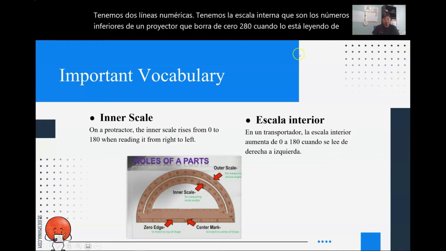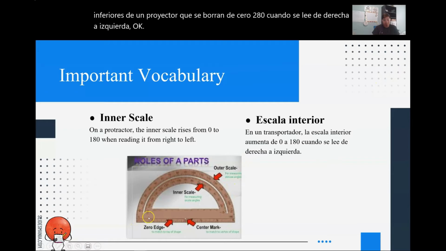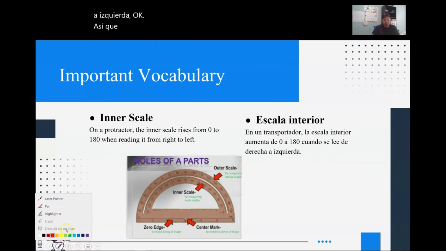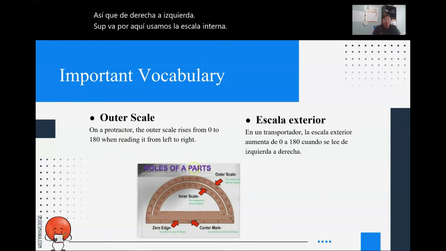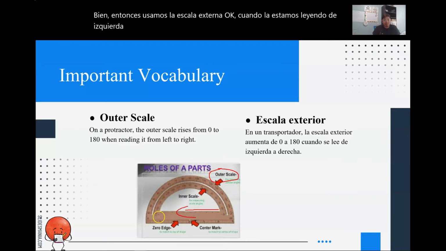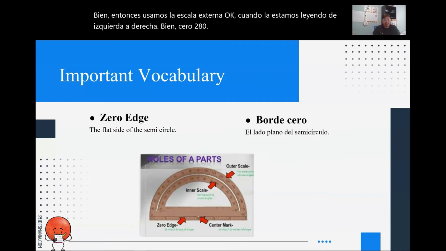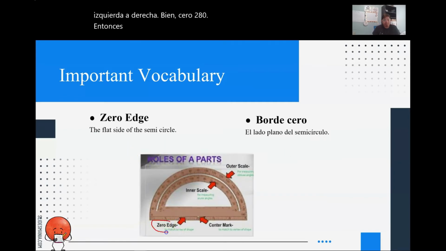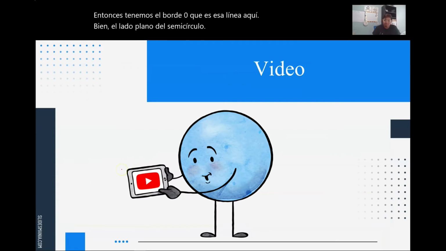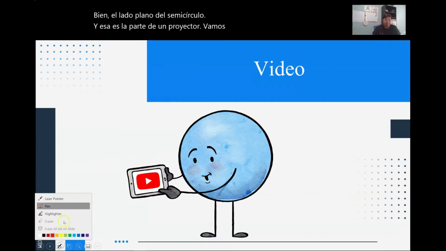Okay? So right to left. So going this way, we use the inner scale. Okay? Then we use the outer scale, okay, when we're reading it from left to right. Okay, 0 to 180. Then we have the zero edge, which is that line right here, okay? The flat side of the semicircle. And those are the parts of a protractor. Let's go ahead and look at our video for today.